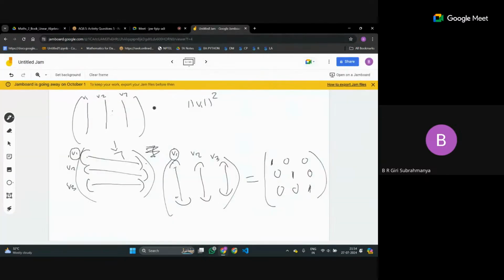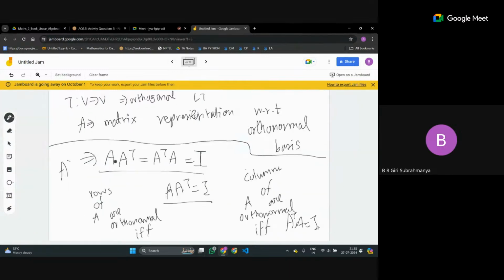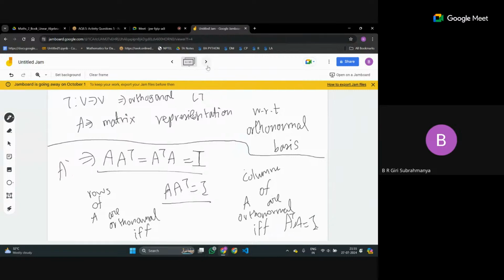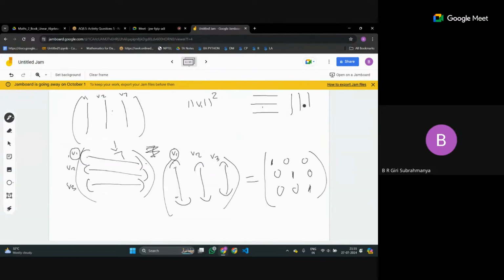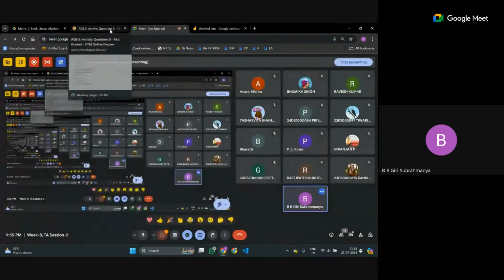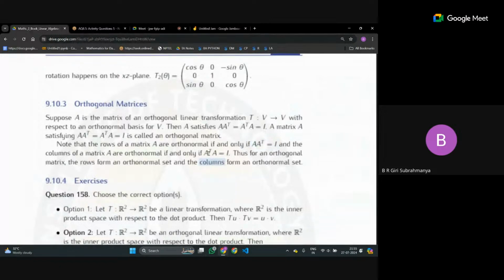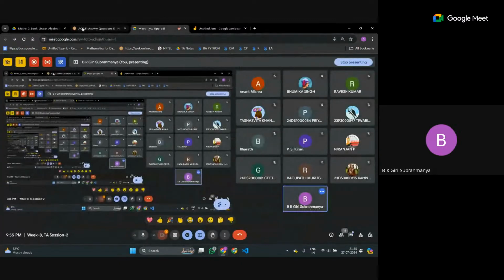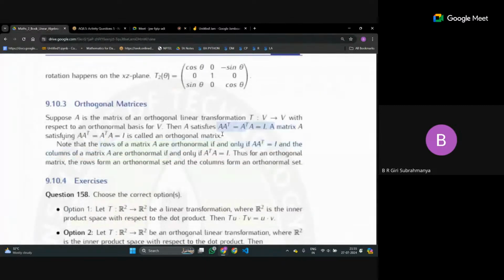Maybe for rows, this is not the way you would be able to go, because A will be row vectors, A transpose will be column vectors. Now I think you can multiply again and see. So this is what they're trying to say. Thus, for an orthonormal matrix, the rows form an orthonormal set and the columns also form an orthonormal set. For an orthonormal matrix, both are going to get satisfied. Am I right? Because that is the definition for an orthonormal matrix.